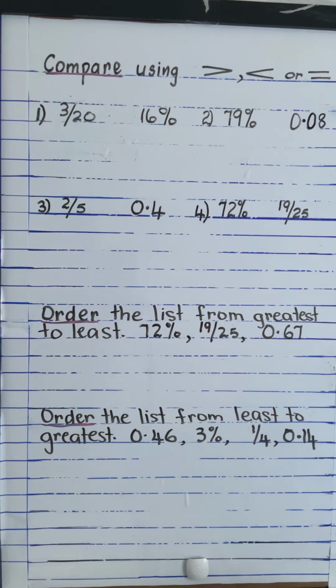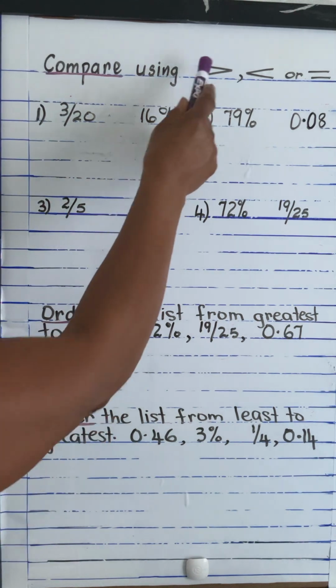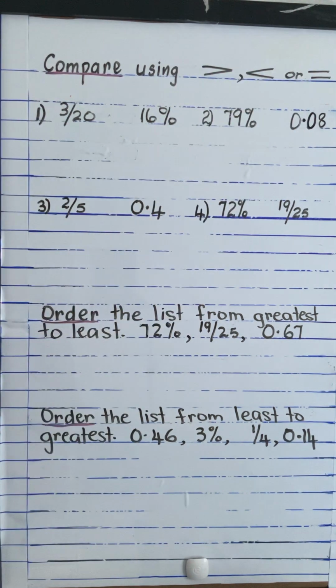Let's start with comparing. Here we have the comparing symbols greater than, less than, and equal to. In our first example, we compare a fraction, 3/20, to a percent, 16%. Before we can compare them, we have to make sure that they are in the same form, either two fractions or two percents.